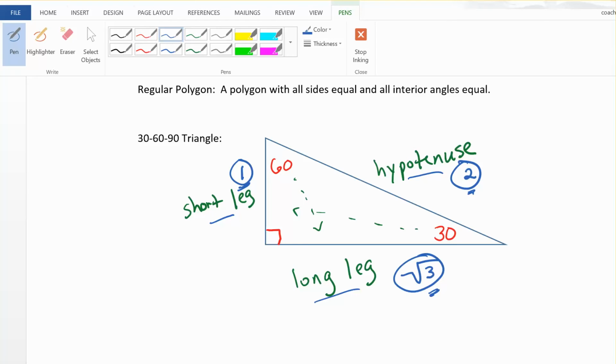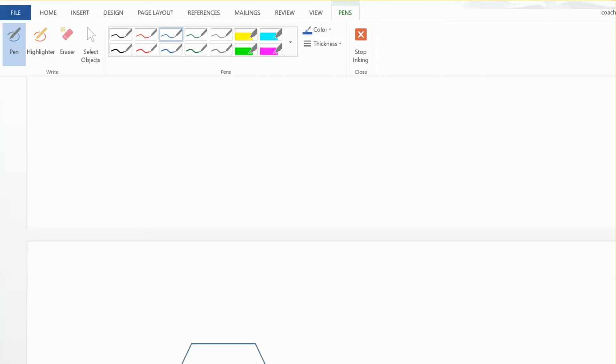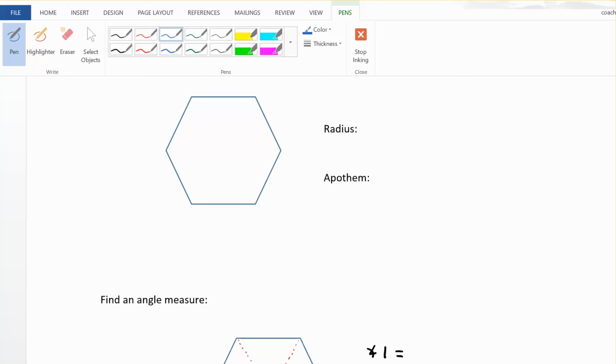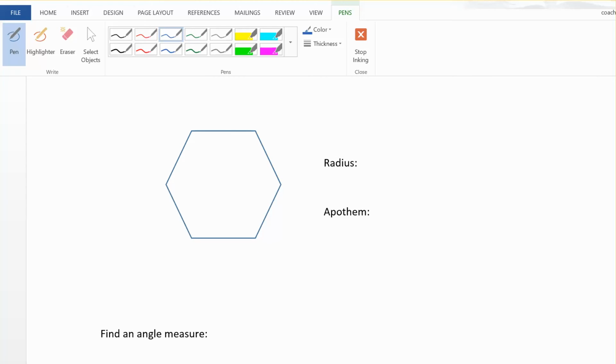So we've looked at those couple of things. We've looked at what a regular polygon is and the 30, 60, 90 triangle. Now let's look at the new stuff for this section. Let's look at a regular hexagon. A regular hexagon has 6 sides. All the sides are equal, and all of the angles are equal.